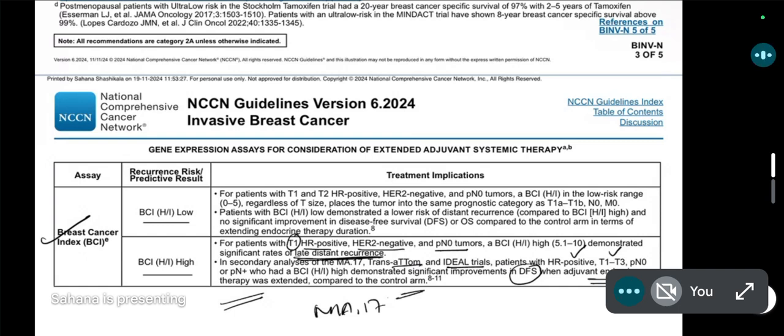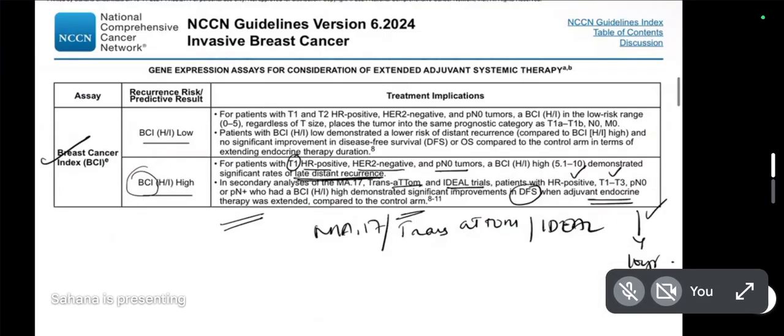एटलस भी था क्या? यही तीनों था. ATOM, I think IDEAL, for BCI they have not quoted ATLAS. Only these 3 trials. Here they quoted only these 3. तो ठीक है, 10 years देना है ना इनके हिसाब से. 10 years. So high BCI, extended endocrine therapy.